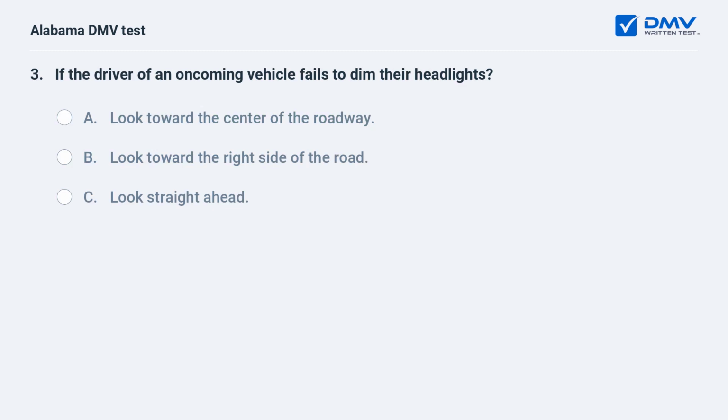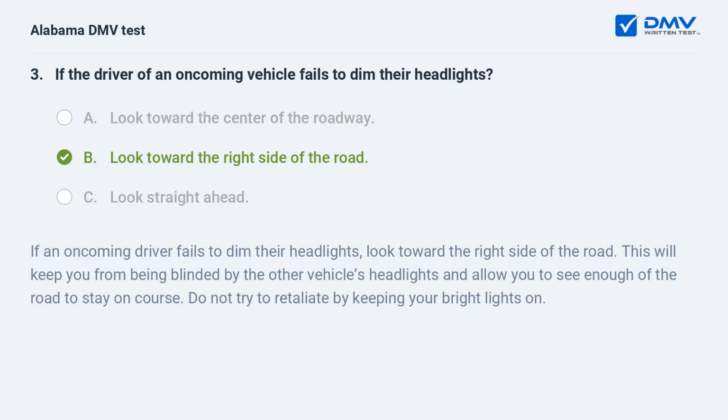If the driver of an oncoming vehicle fails to dim their headlights, A. Look toward the center of the roadway. B. Look toward the right side of the road. C. Look straight ahead. D. Look toward the right side of the road. If an oncoming driver fails to dim their headlights, look toward the right side of the road. This will keep you from being blinded by the other vehicle's headlights and allow you to see enough of the road to stay on course. Do not try to retaliate by keeping your bright lights on.